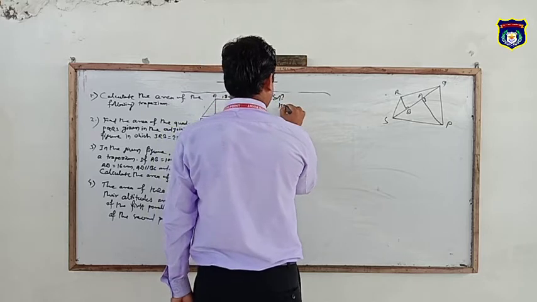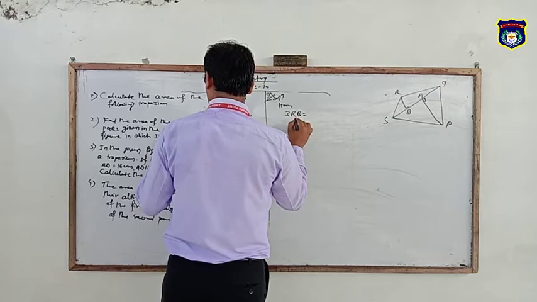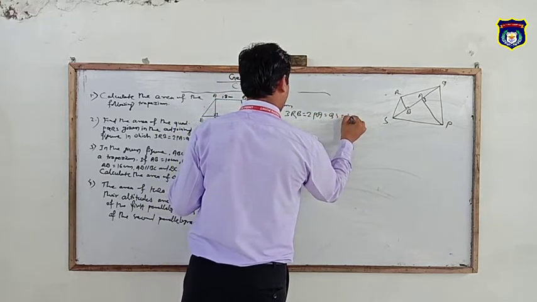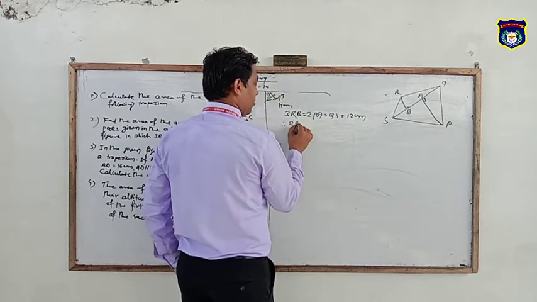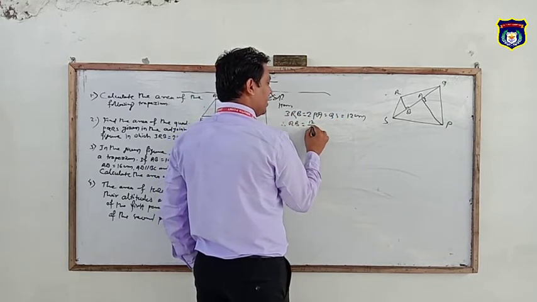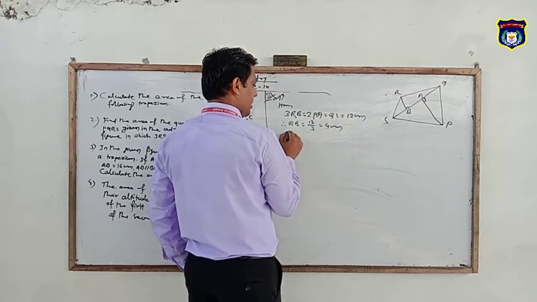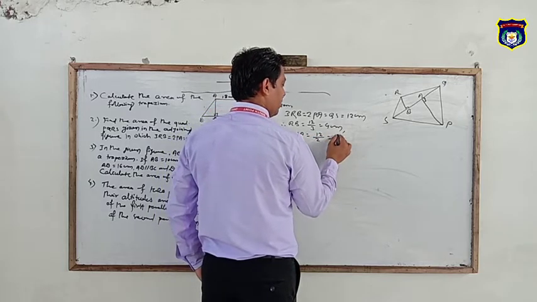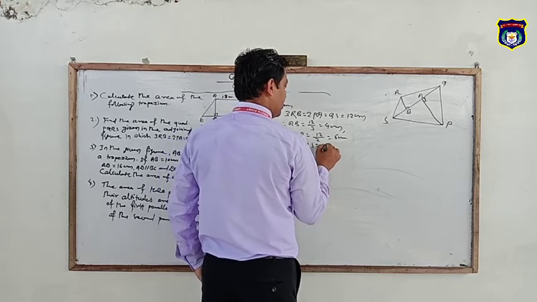Solution here: 3RB equal to 2PA is equal to QS equal to 12 centimeter. Therefore, 3RB equal to 12, that means RB is equal to 12 by 3 is equal to 4 centimeter. 2PA is equal to 12, that means you can write there PA equal to 12 by 2 is equal to 6 centimeter. And QS equal to 12 centimeter.